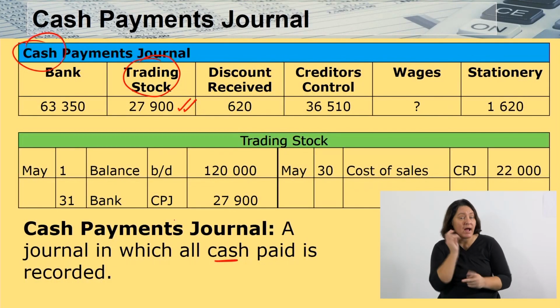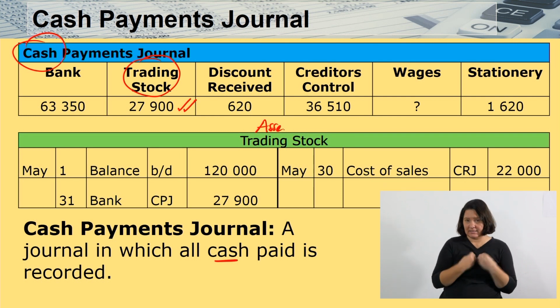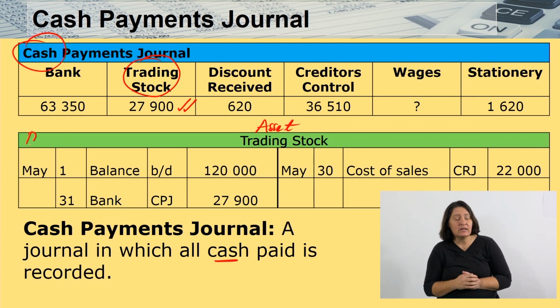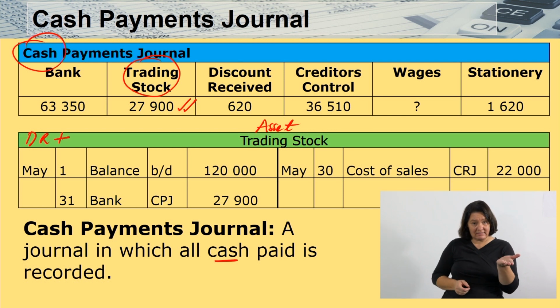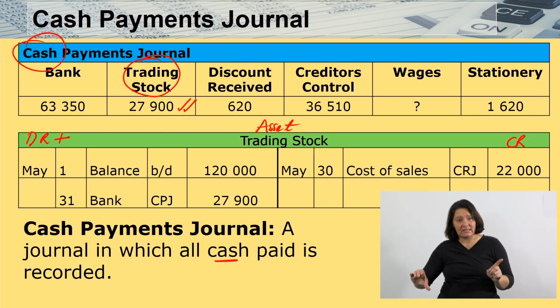How then will I record this amount in my trading stock account? Let me see. I'll remind you again, my trading stock is an asset. That means on the debit side, it increases. There is my plus. But on the credit side, it decreases. There is my minus. So once I purchase trading stock, that means goods are coming into the business. It is going to increase now my trading stock.